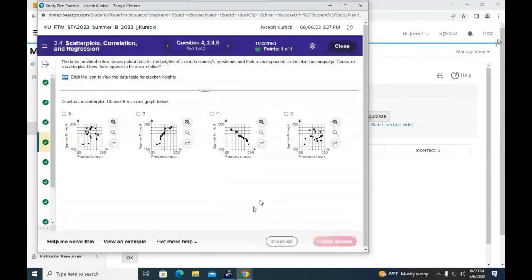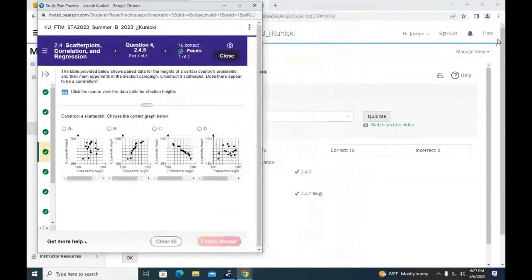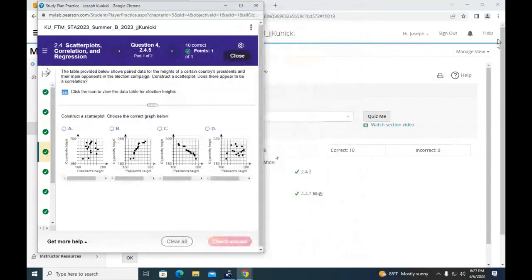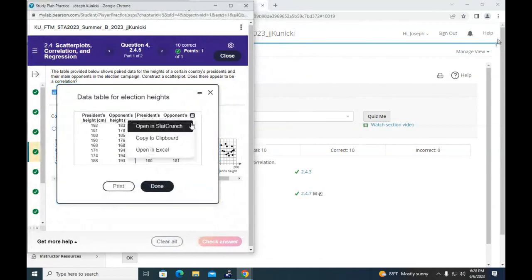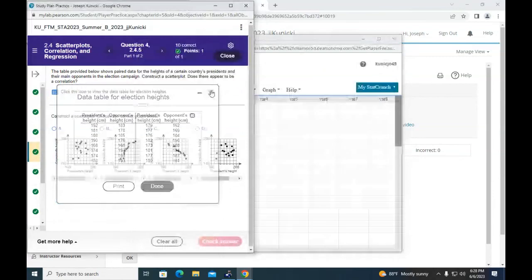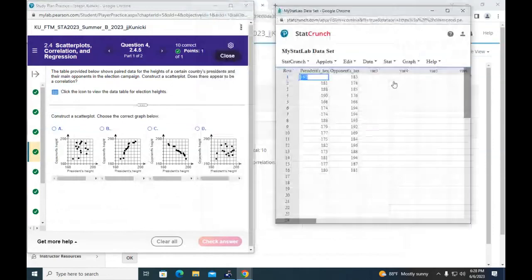Okay, so now here we go. We got four scatter plots, and they're going to give us the raw data, and we have to figure out which one's which. Now, we don't want to have to calculate these. Okay, so it's president's height on the X, opponent's height on the Y. Are they correlated? So we open the raw data, just like we did before. We open the StatCrunch. They're not going to be correlated. So there's the X and Y data. X's are president's height, Y's are opponent's height. They're paired.